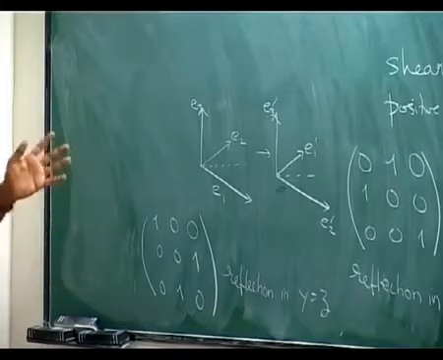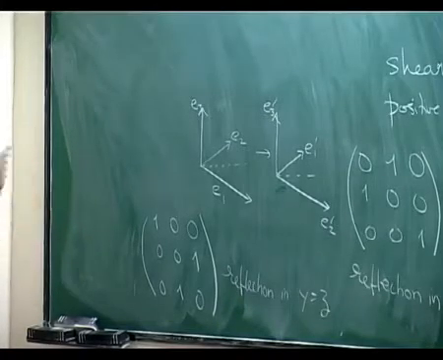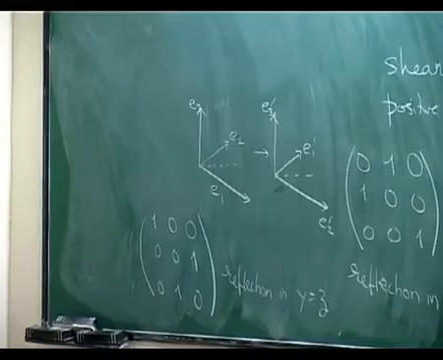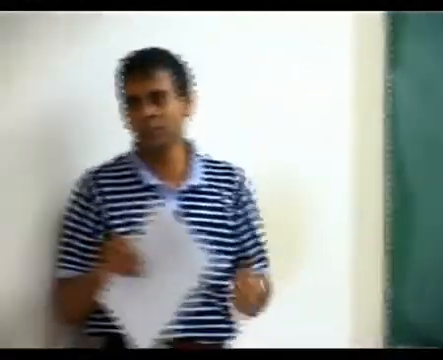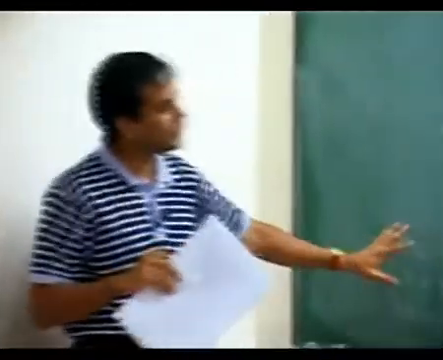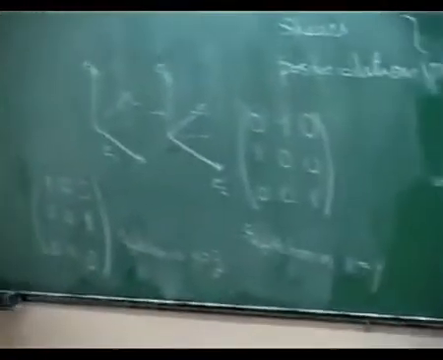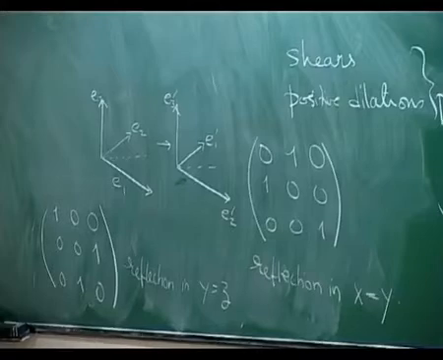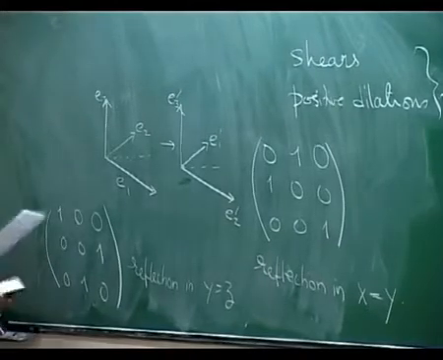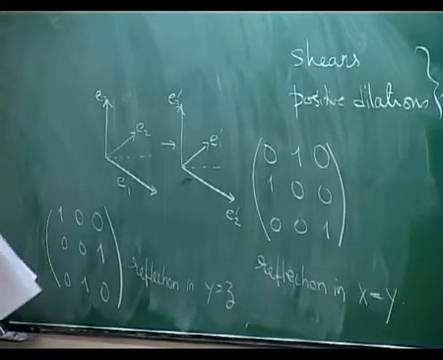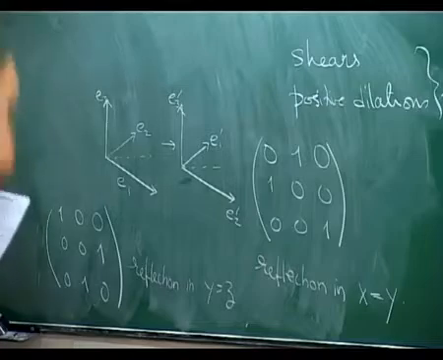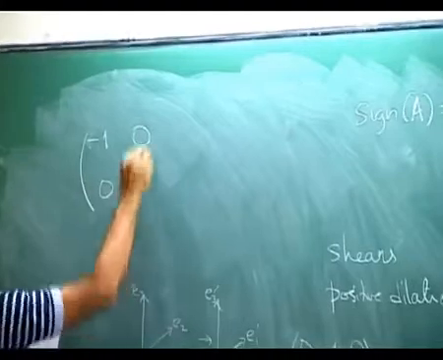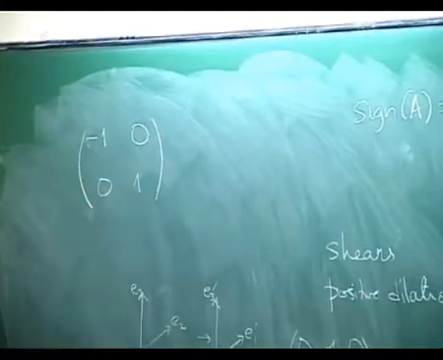You can take a 4 by 4 matrix and interchange 2 columns. That will be a reflection in some hyperplane, but it's hard to visualize. In any case, these will all be chirality reversing transformations. So here are some chirality reversing transformations. What about this one? Suppose I take -1 0 0 1. Is this chirality preserving or chirality reversing?